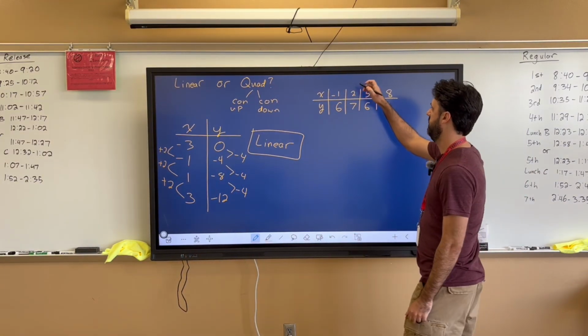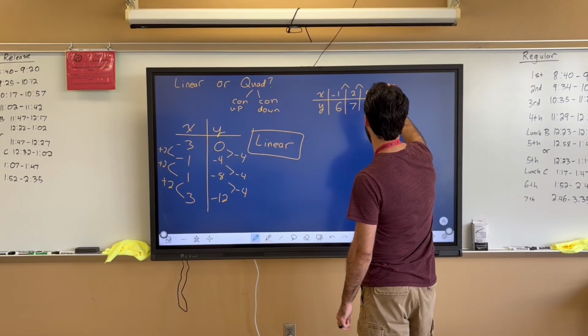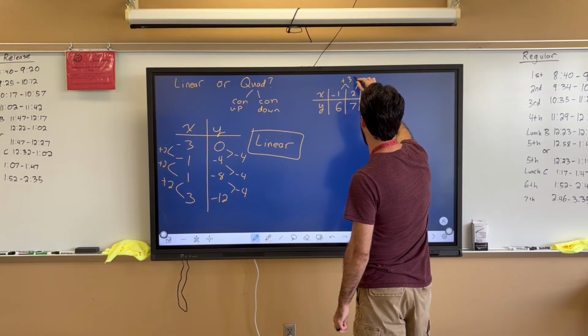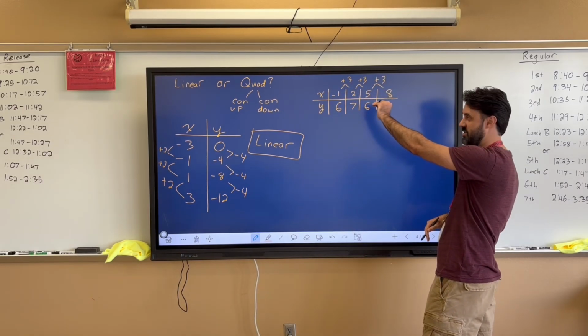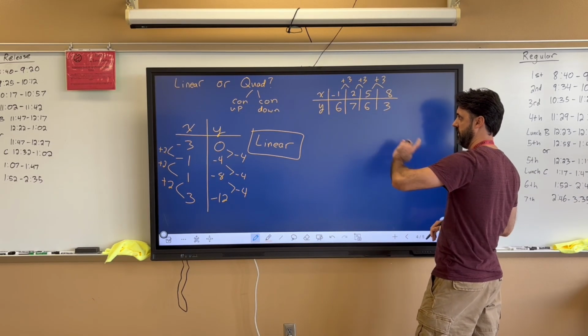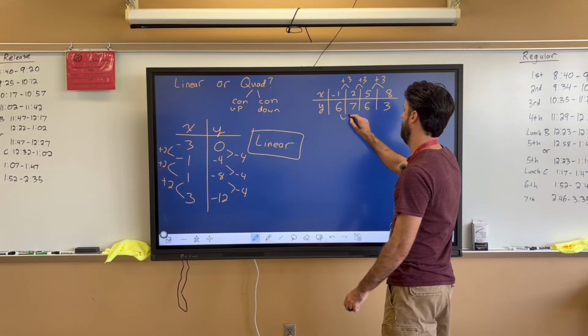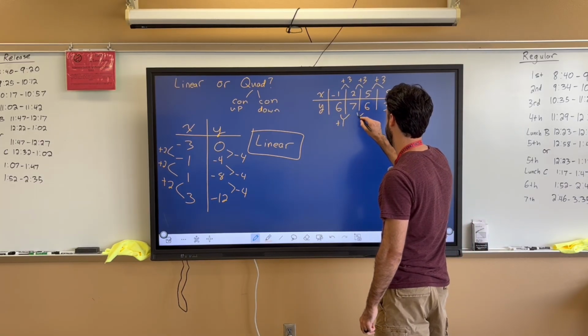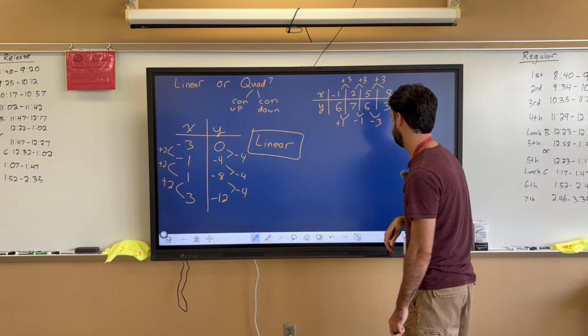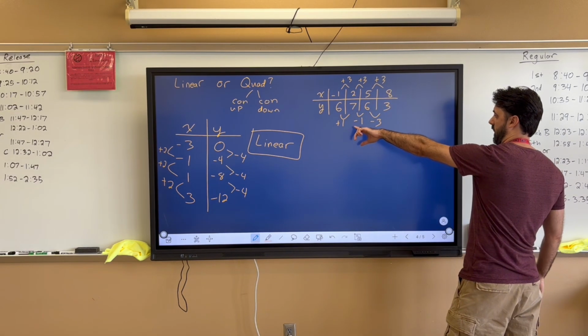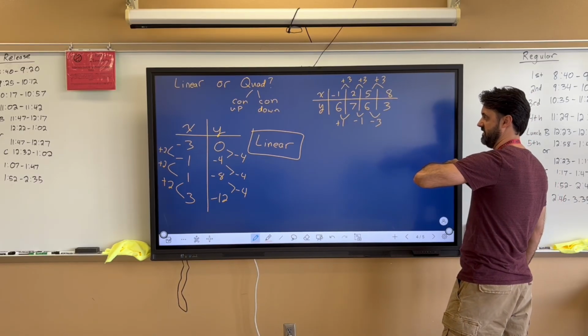Now, second table. Again, let's just double check, are the x's equally spaced? They are. We're adding 3 each time. Again, that number doesn't matter for determining if it's linear or quadratic. They just have to all be the same. Now, the y values. They start off, they increase by 1. Then they decrease by 1. Then they decrease by 3. So, it's not linear. That's what that tells us, all right?